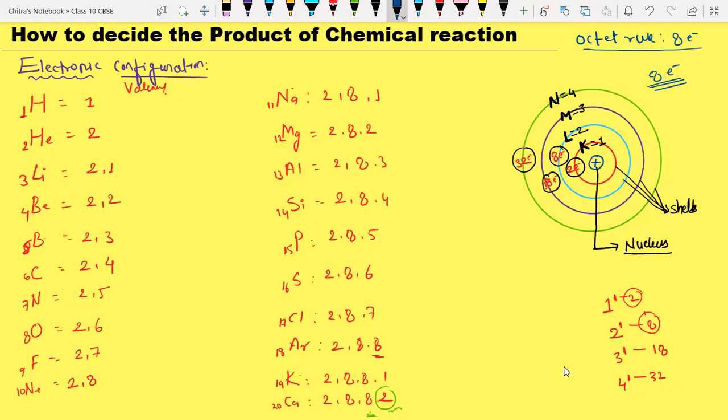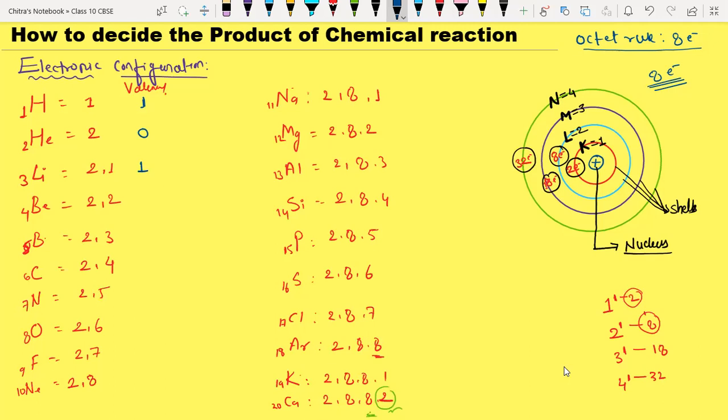We know hydrogen has only one electron, so it is going to make only one bond with another atom. So its valency is 1. Helium has 2 electrons in its first shell, and we know the first shell contains only 2 electrons. So its valency is 0. Helium is a noble element. That's why its valency is 0. Lithium has electronic configuration 2 and 1. In order to have two electrons in its first shell, it is going to lose 1 electron. So its valency will be 1.